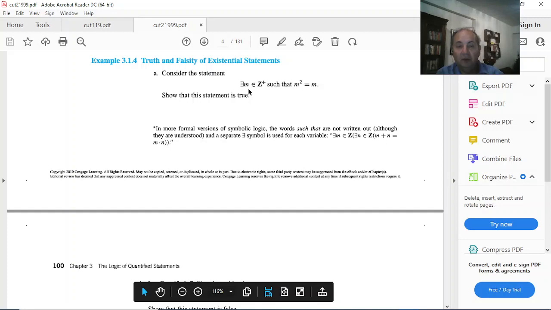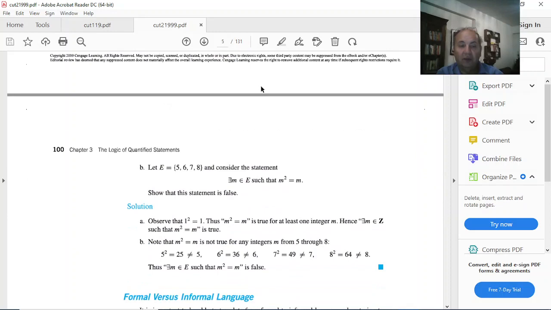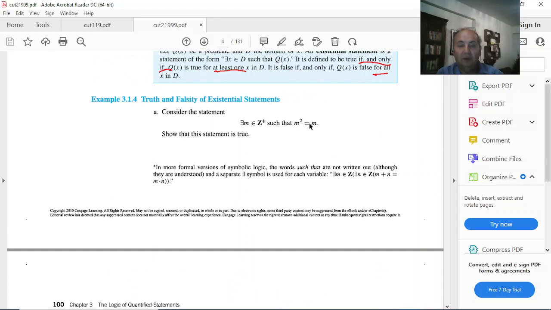What does Z plus mean? Z plus is the positive integers. Of course, 1 is a positive integer, and 1 squared is equal to 1, right? So this is true. There exists only one satisfying element, and it's provided by 1.